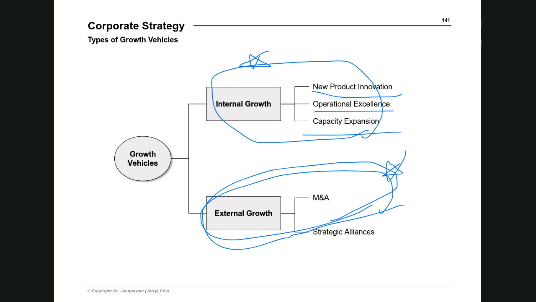Now, how did Tencent change the QQ service to WeChat? Did they just work hard and produce new product innovation, operational excellence capacity? No, they bought the business.